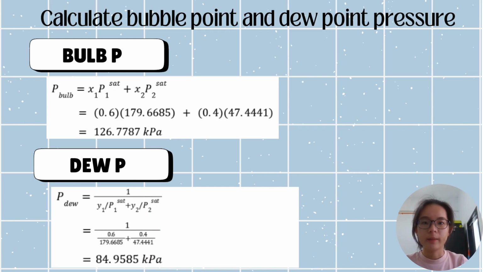Next, we calculate the bubble point pressure and dew point pressure. For the bubble point pressure, we use the equation P_bubble equals x1 times P saturation 1 plus x2 times P saturation 2, and we will obtain the value of 126.7787 kilopascal. For dew point pressure, we use the formula 1 over (y1 over P saturation 1 plus y2 over P saturation 2), and we will get the value of 84.9585 kilopascal.